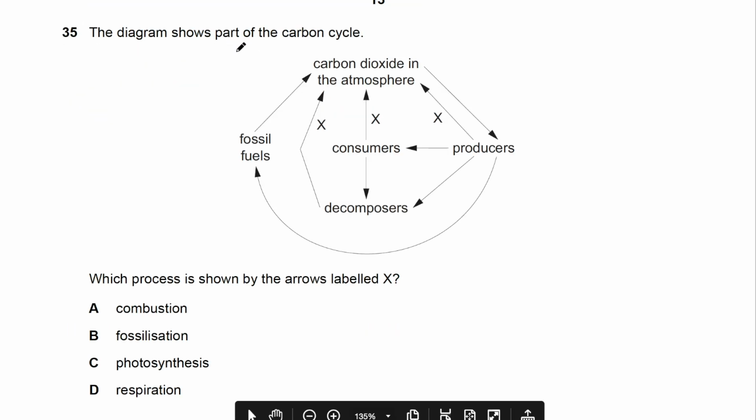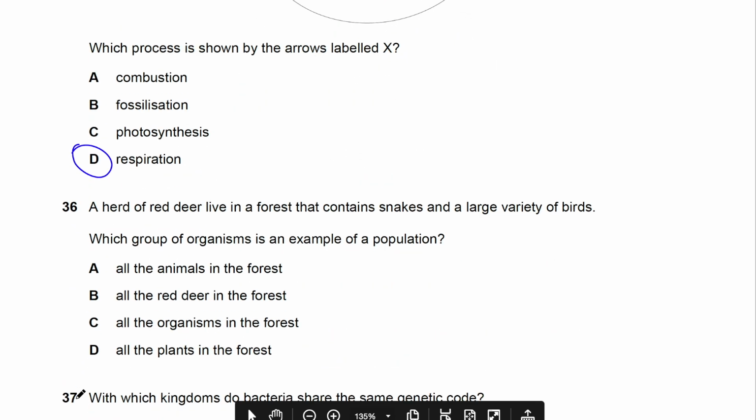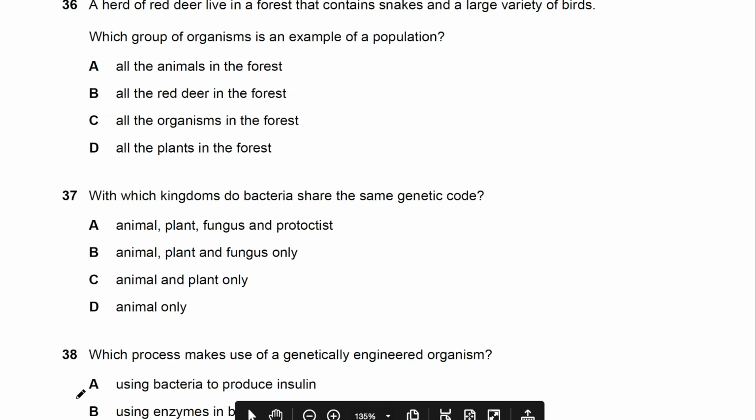35. The diagram shows part of the carbon cycle. Which process is shown by the arrows labeled X? As we can see, X, this process returns the carbon dioxide to the atmosphere. Very simple one. Sure, it's not combustion. Fossilization, photosynthesis. Photosynthesis will release oxygen, will consume the carbon dioxide, not release it to the atmosphere. Respiration, yes, that's right. So the right answer here is respiration, by breathing. So we are releasing carbon dioxide. X is respiration. Moving to question number 36.